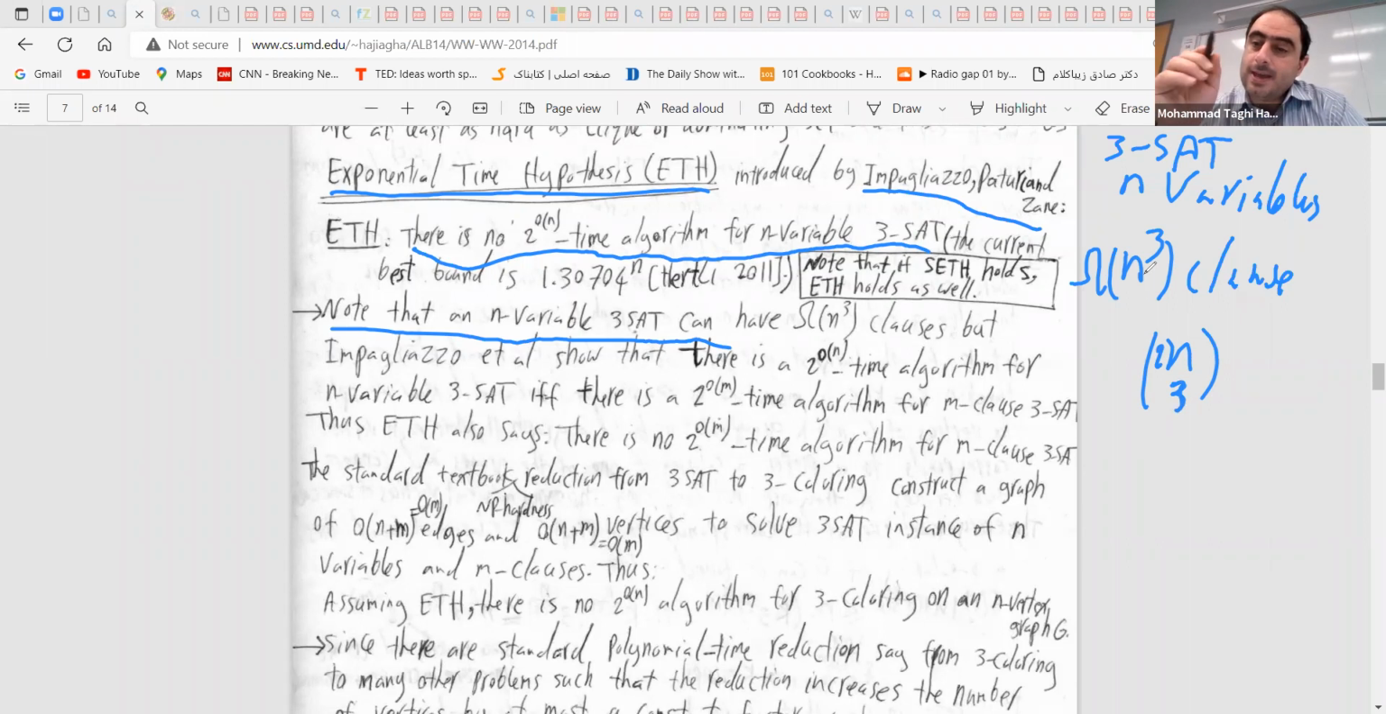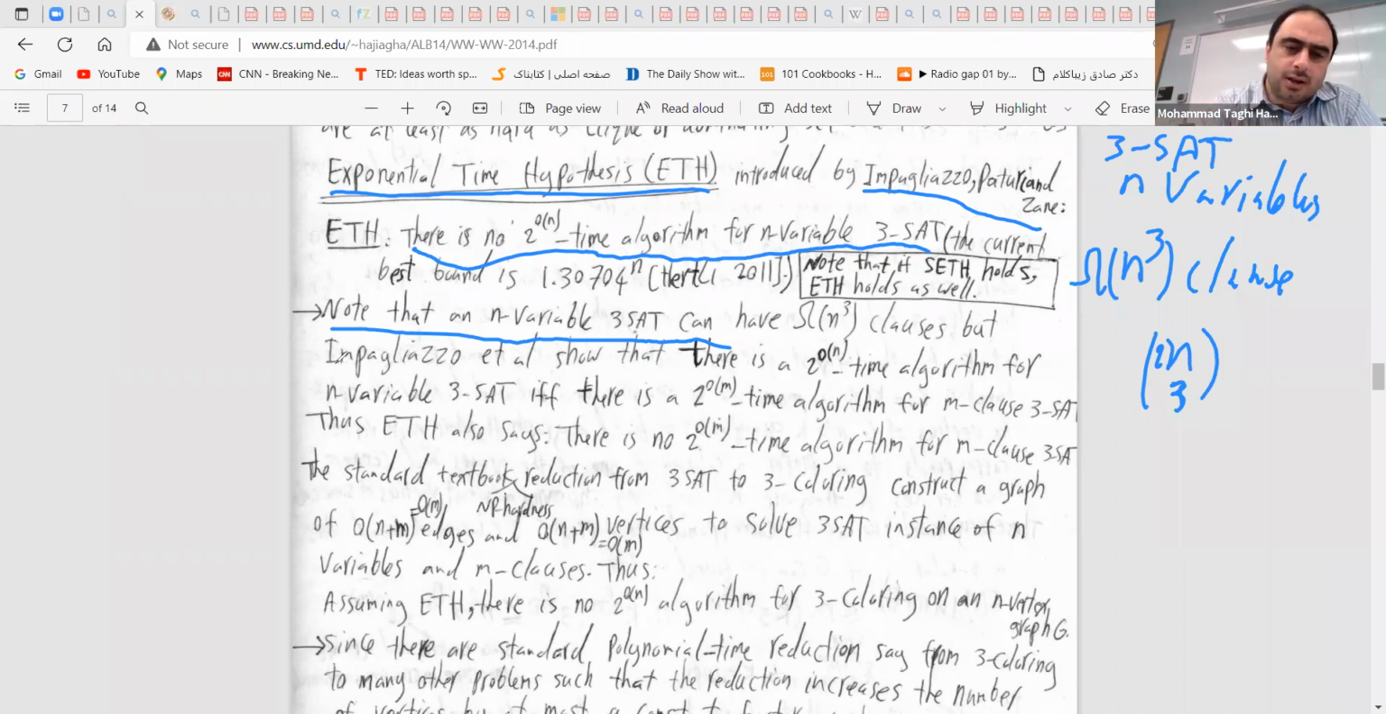So when we talk about n variable 3-SAT, there are actually two parameters here, n and m. For a graph, n is the number of vertices, and the number of edges can be n to the 2. When we talk about 3-SAT, n is the number of variables, but the number of clauses, which are somehow kinds of hyperedges, can be n to the 3.